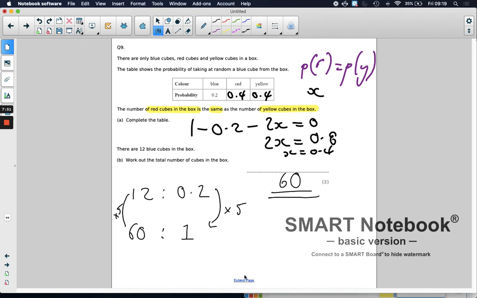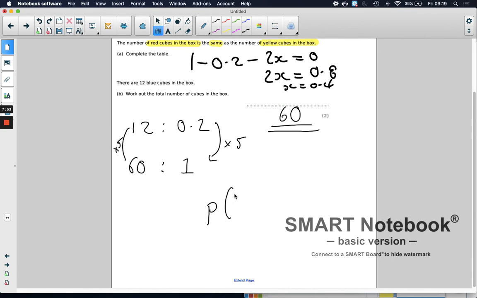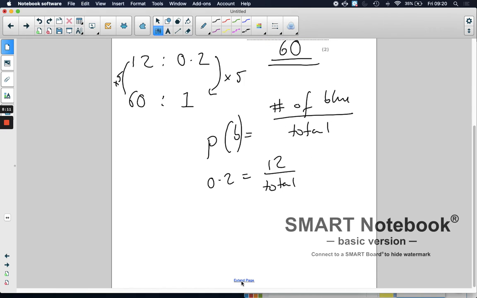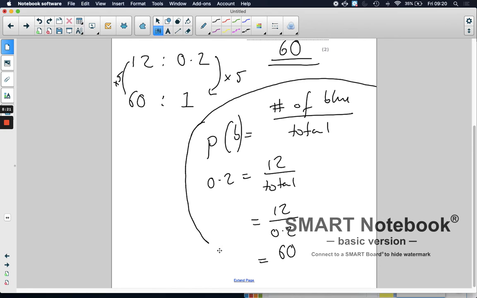Another quick way to do that: we know that the probability of blue will equal the number of blue over the total. This is 0.2. The number of blue is 12, divided by the total. I can swap those, so the calculation I'm doing is 12 divided by 0.2, which also gives me 60. So this is an alternative method, but ratio, I think, makes it much easier to do. So 60 is the answer for that one.